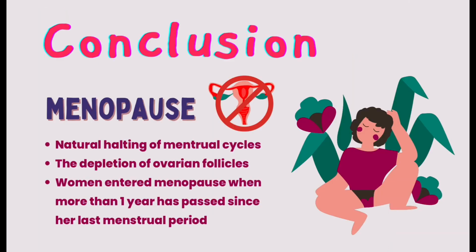So, in conclusion, menopause refers to the natural halting of the monthly menstrual cycle, and this is because of the depletion of ovarian follicles. It is usually considered that a woman has entered menopause when more than 1 year has passed since her last menstrual period, and this usually happens around the age of 50, preceded by a couple of years of hormonal changes.